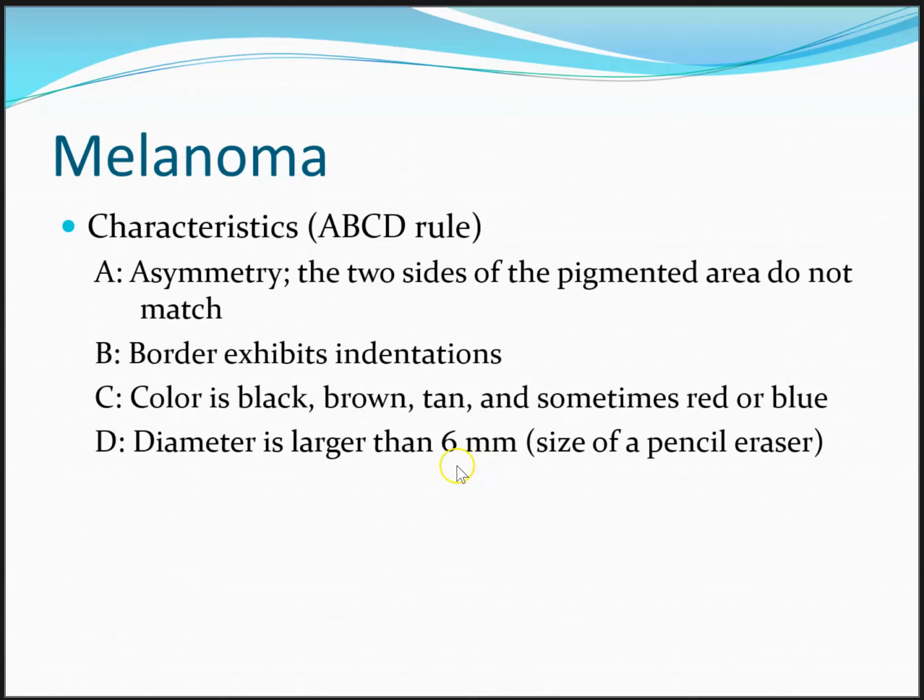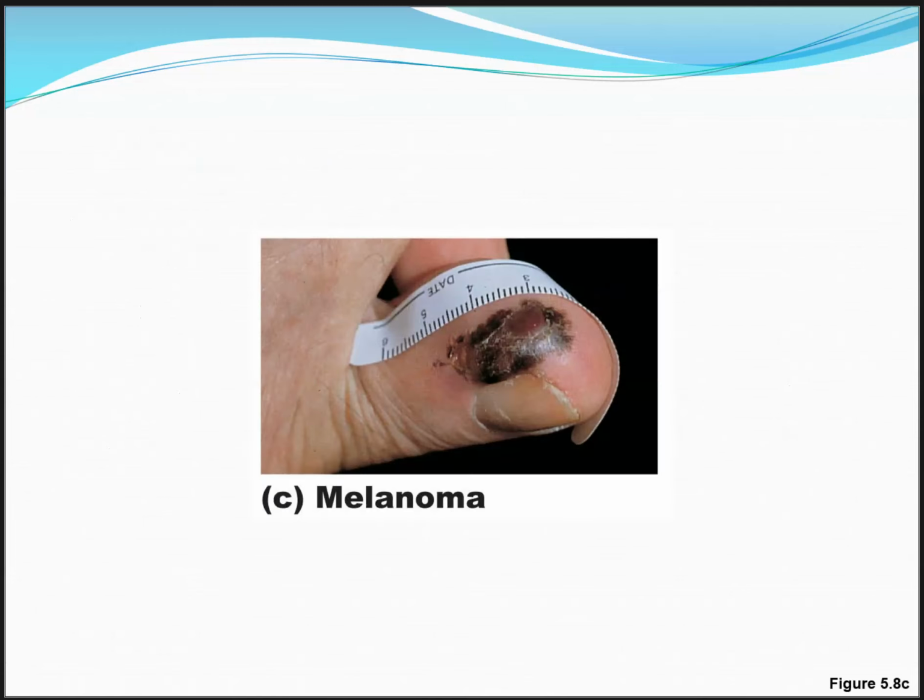And then the diameter continues to grow, and it's usually larger than 6 millimeters, which is the size of a pencil eraser. So if you have a mole that looks bigger than that, you might want to get it checked out. So the biopsy can usually tell you whether it's a melanoma or not. So this is called the ABCD rule. So this is what a melanoma might look like. It's uneven with uneven edges and uneven coloration, and it's larger than 6 millimeters.